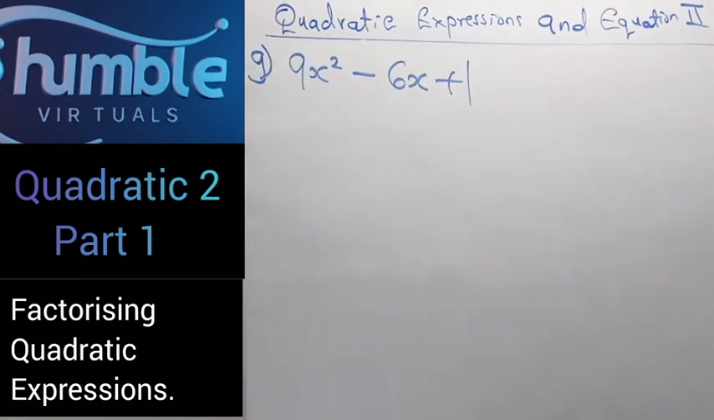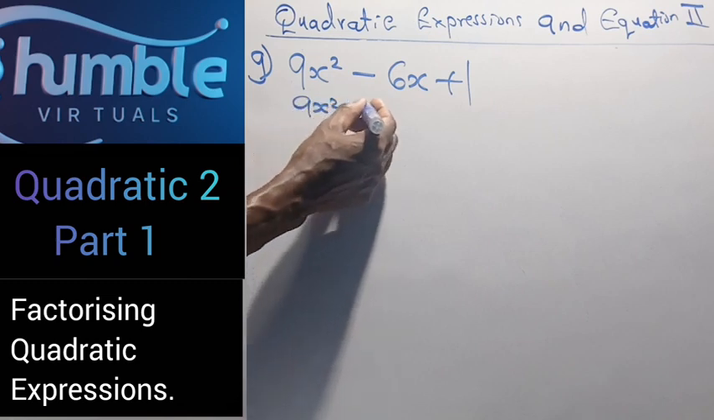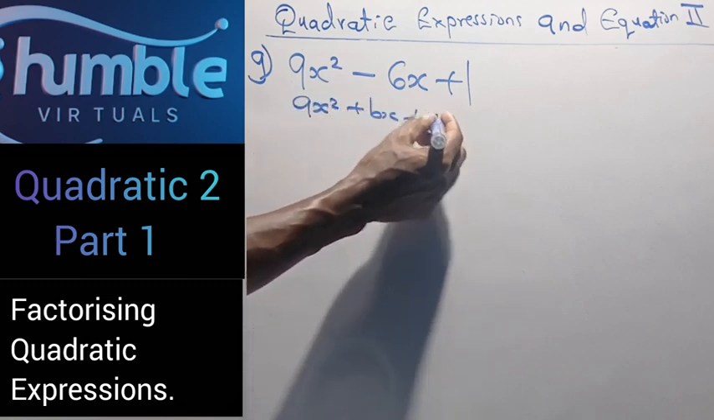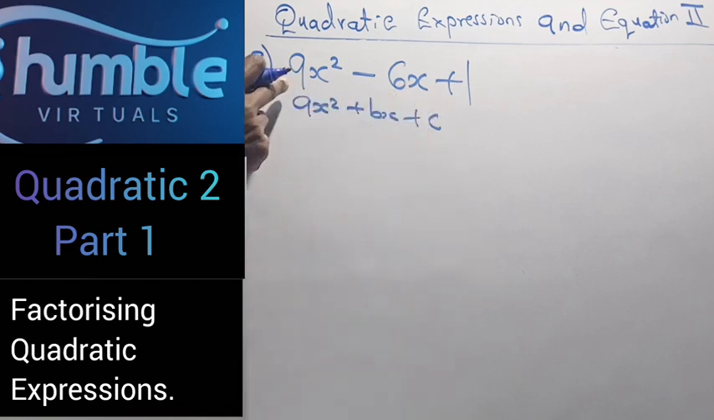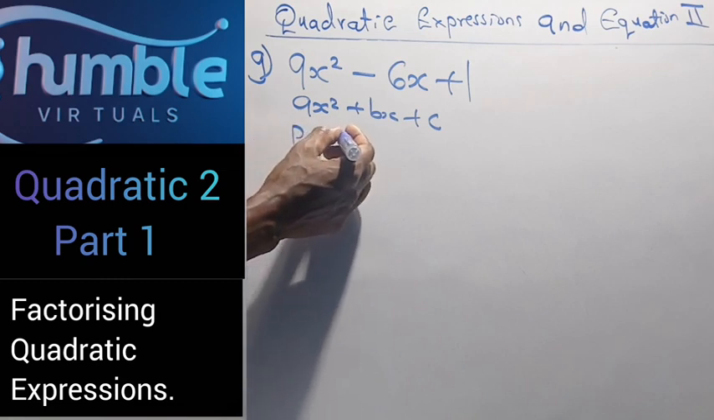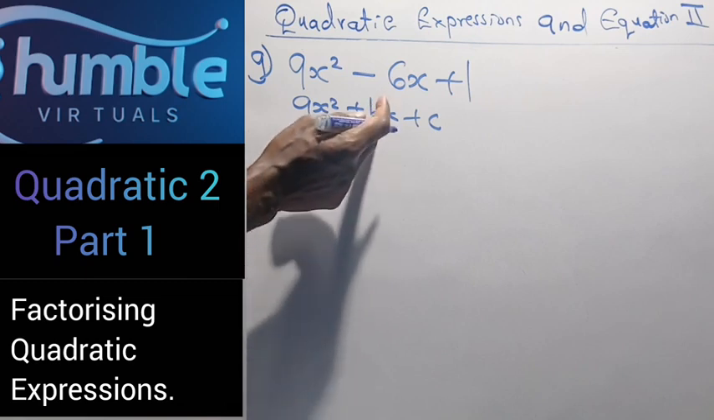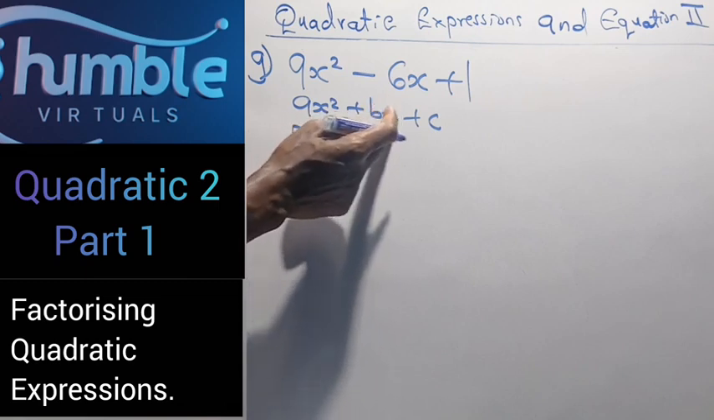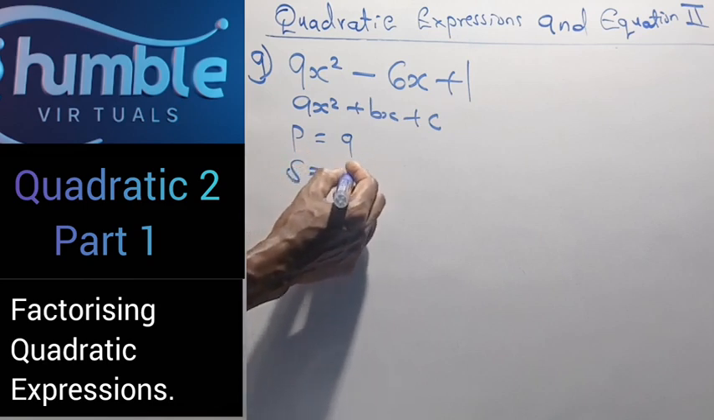Part G, we have 9x squared minus 6x plus 1. So product, we say that equations are normally in form of ax squared plus bx plus c. And the product is a times c. In this case, our a is 9, our c is 1. So therefore product is 1 times 9, which is 9. Sum is normally the part containing bx. So our bx in this case is negative 6. So our sum is negative 6.